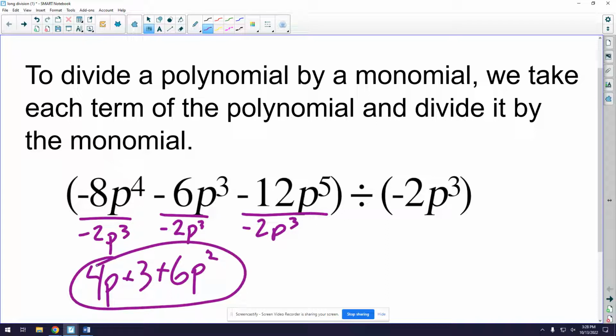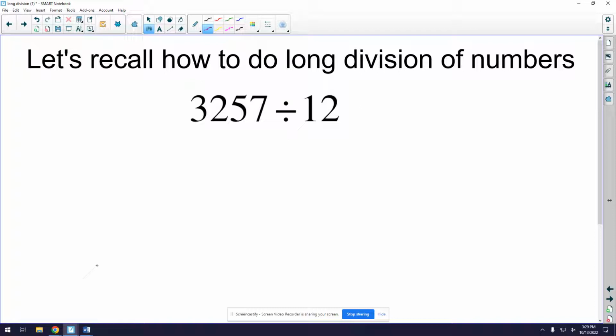Okay. Before we move into long division of polynomials, let's remind ourselves how to do long division of just numbers. And I know you're sitting there saying, Mrs. Mullen, I can just do this in my calculator. Yes, you can with numbers, but you can't with your polynomials. So we need to review how to do this so that it's the same process. So let's remind ourselves how to take 3,257 and divide it by 12. So you can use your calculator to help you with some of this math, but don't just type that in your calculator. That's not helpful.